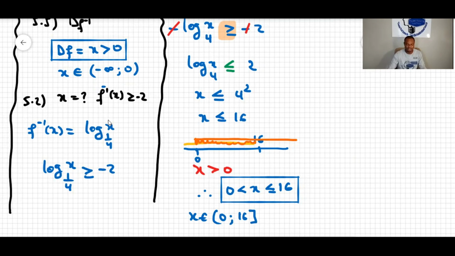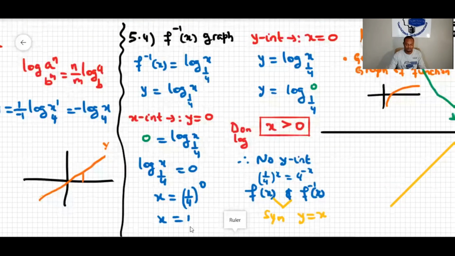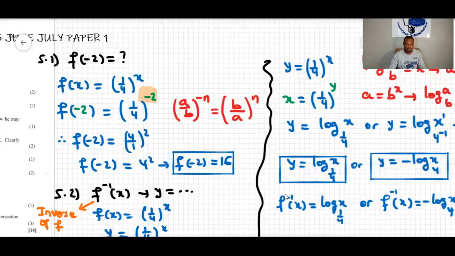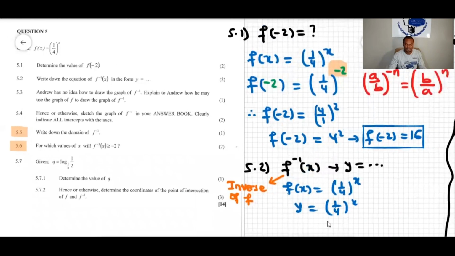Now let's see. The other question is question 5.7. Okay, now we do question 5.7. Okay, we can stop here.